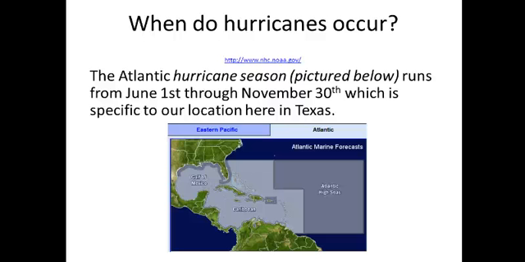Okay, now that you've looked at the picture, let's look at when hurricanes occur, specifically for our part of the world. We are a part of the Atlantic hurricane season, which you see pictured below. All the areas in the picture that you see here are part of the Atlantic hurricane season, which runs from June 1st through November 30th. This is our specific time frame that we would see any kind of hurricane forming in our area in Texas or around Texas. The other type of hurricane area is called the Eastern Pacific, and we are obviously not part of that particular hurricane season.